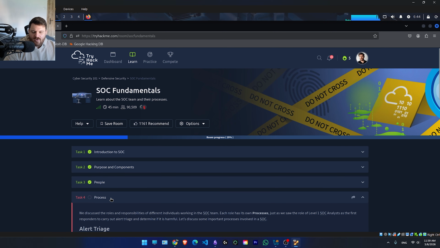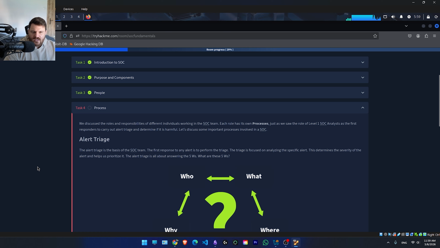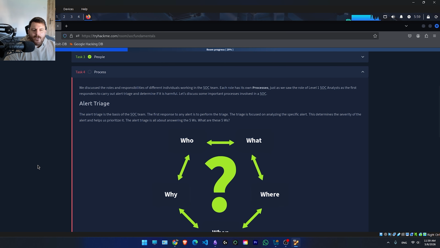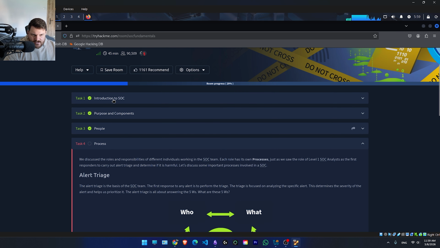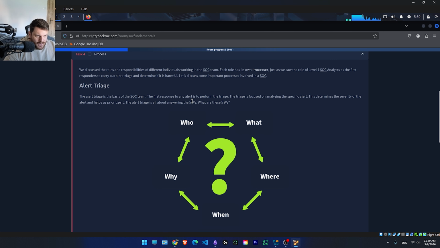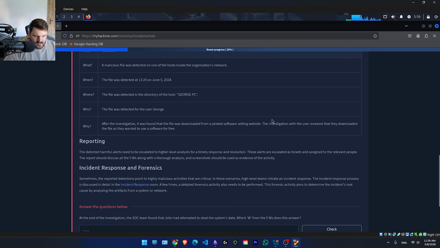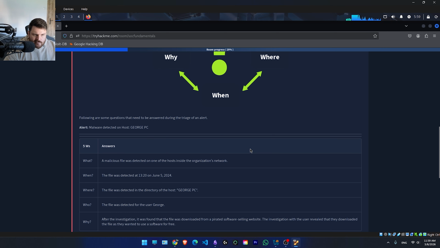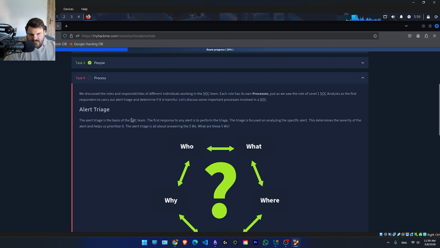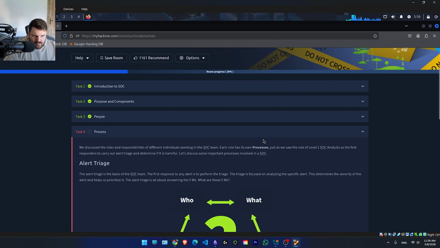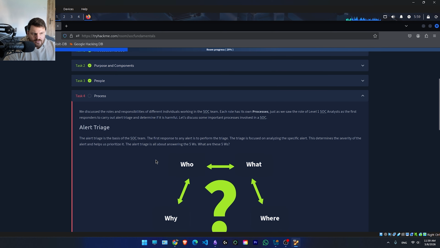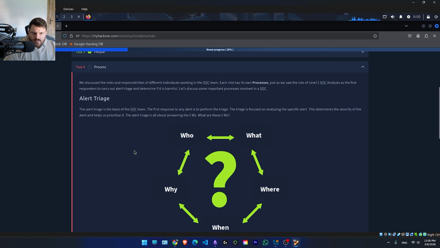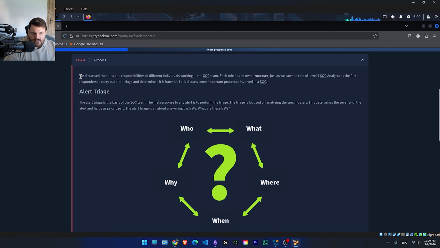Task number 4, process, is part of this SOC Fundamentals room inside the Cybersecurity 101 learning path. What is the process in a SOC? Basically, the 5 W's. I guess this task will inform us about how to think about this process when you are, for instance, a SOC analyst.